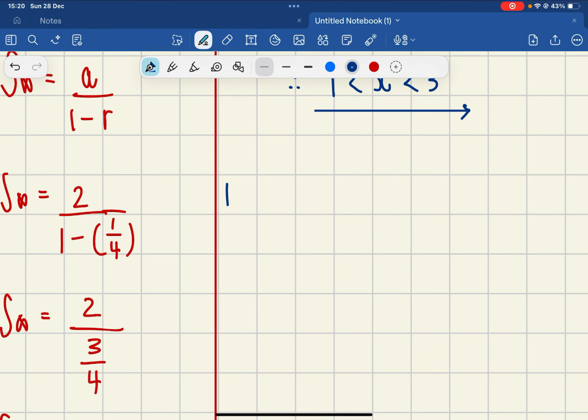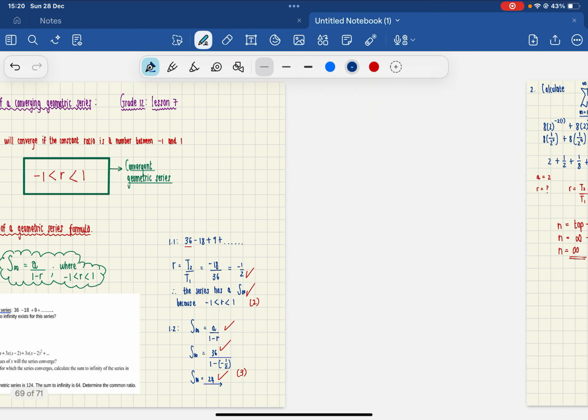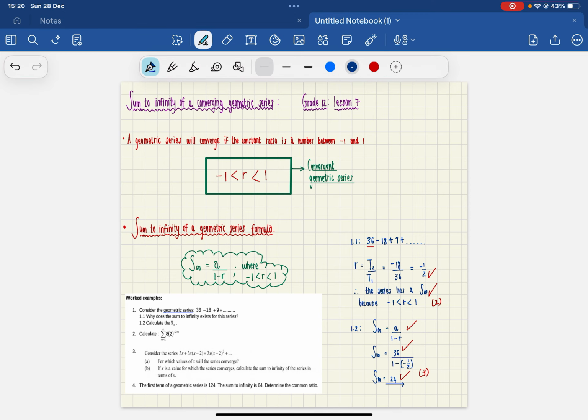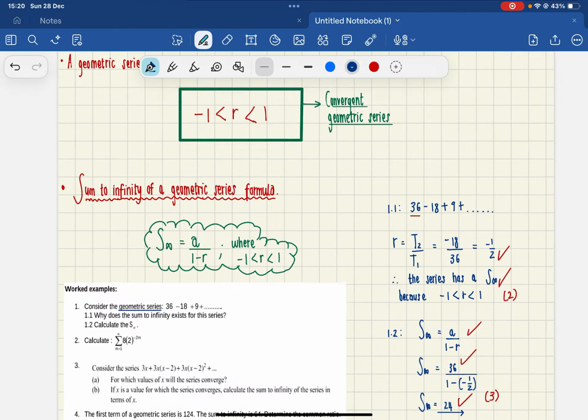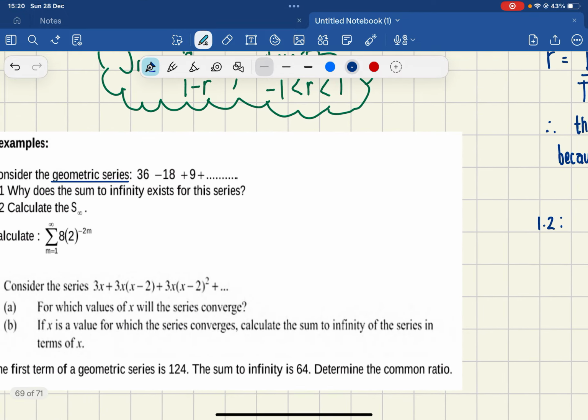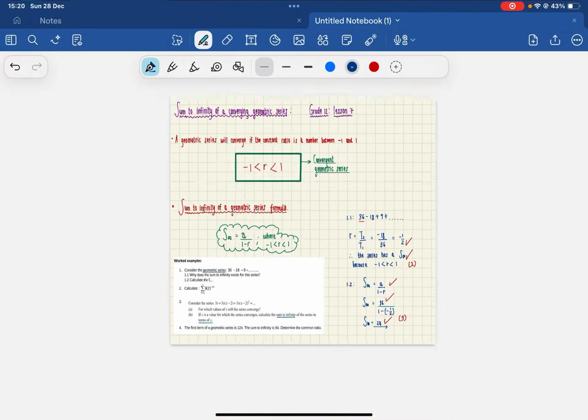Now, boys and girls, let's move on to question B. What do we see with question B? Question B says, if x is a value for which the series converges, calculate the sum to infinity of the series in terms of x. So calculate the sum of infinity in terms of x.